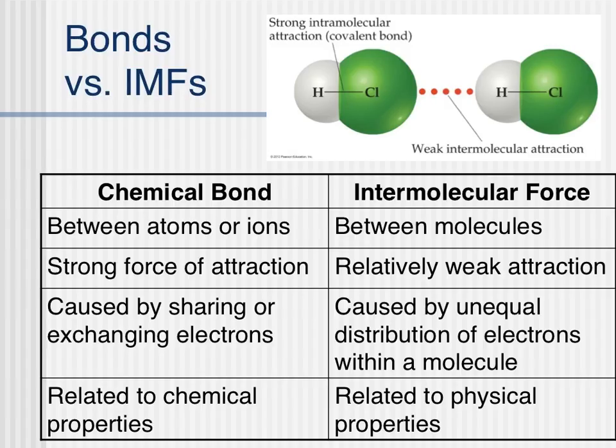So just a quick comparison between bonds and intermolecular forces. So in HCl right here, the H to the Cl, that's our chemical bond. We're sharing electrons. If this was sodium chloride, the sodium to the chloride would be an ionic bond. If it was like sodium metal, sodium atoms to other sodium atoms, that's a metallic bond. So those are all bonds.